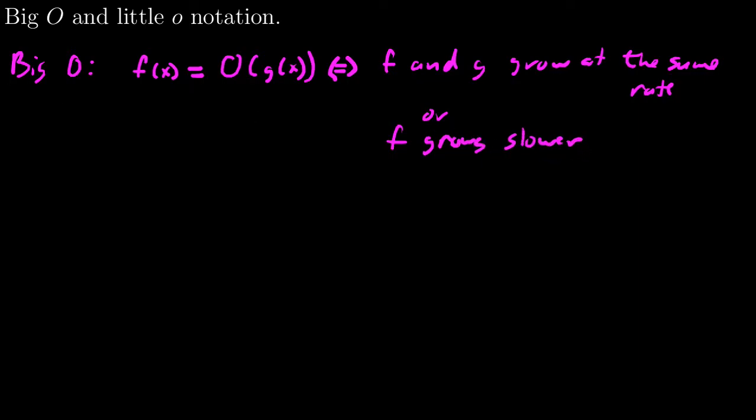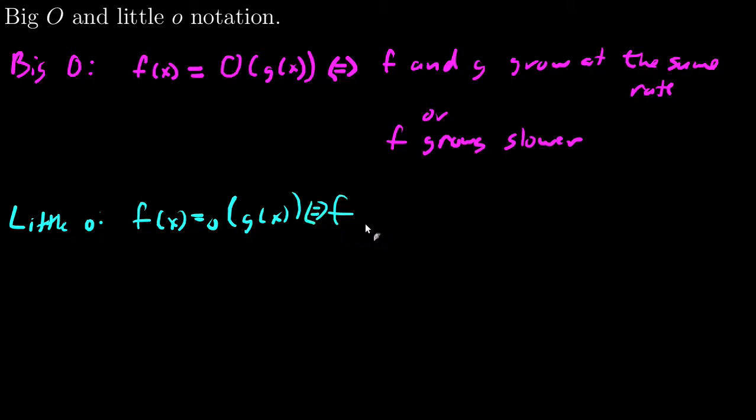Okay? Little o notation is very similar. f of x equals little o of g of x, except this means that f strictly grows slower. Big O is something I see much more often. It's like a less than or equal to. Little o is a strict less than. So let's see some examples of this.